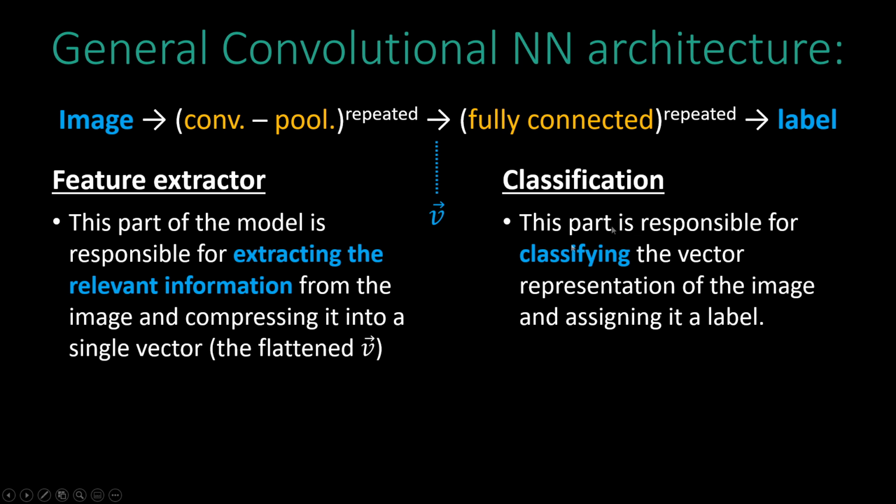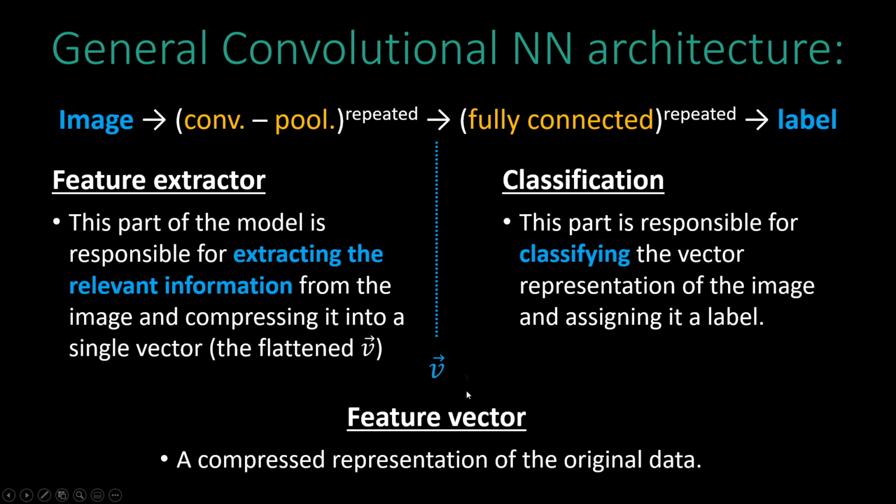This part is responsible for classifying this vector that we get here, and then representing it. This is a representation of that image that has been processed here, and then assigning this representation a label. Okay? So if we carry on with the terminology, we can call this intermediate step inside the network a feature vector. So it is a compressed representation of the original data.